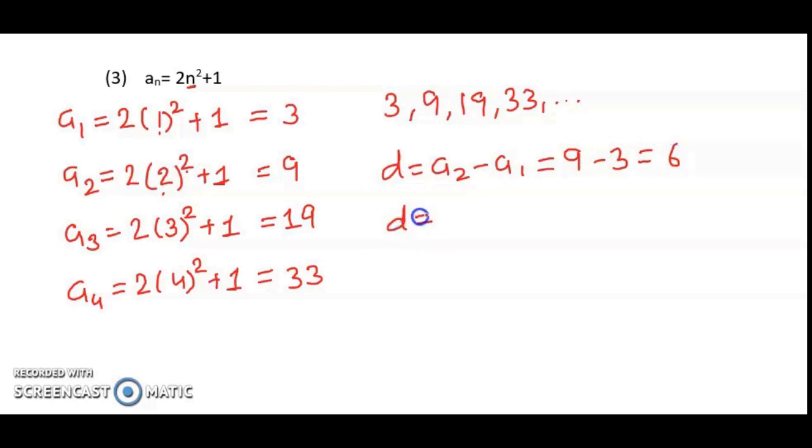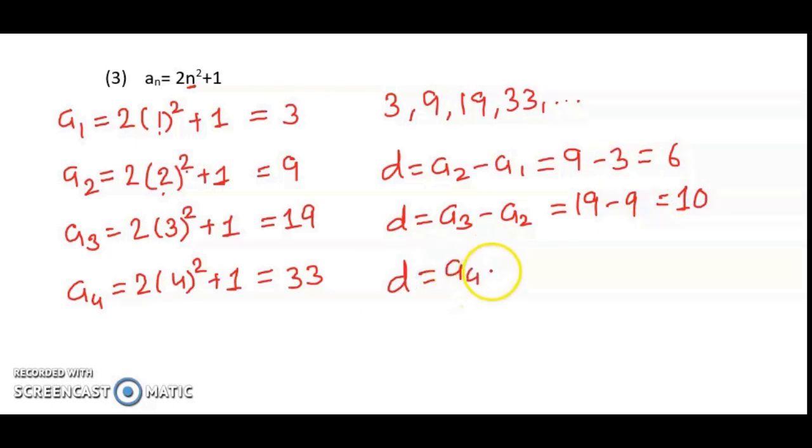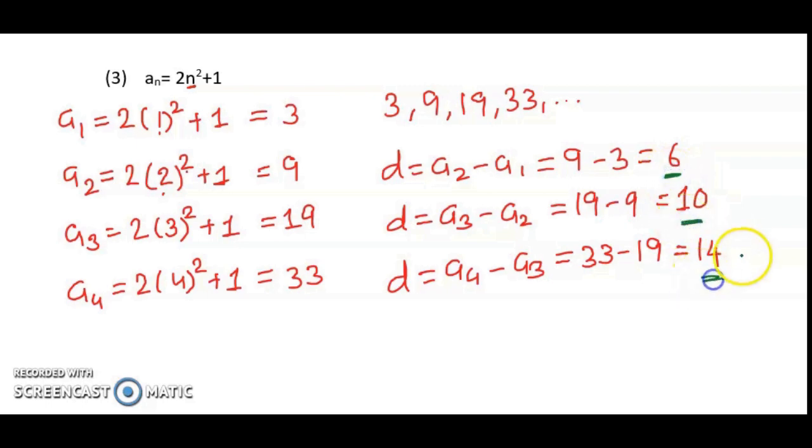6. Same way, if you calculate the difference between third term and second term, so the third term is 19 and the second term is 9, so difference is 10. Similarly, if you calculate the difference between fourth term and third term, fourth term is 33 and the third term is 19, so the difference will be 14. So you can observe here that the difference between consecutive numbers does not remain the same, which means this will not form an arithmetic progression.